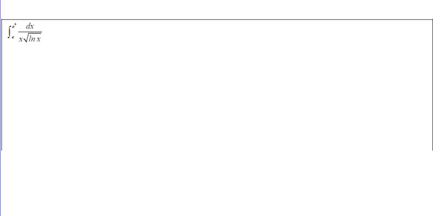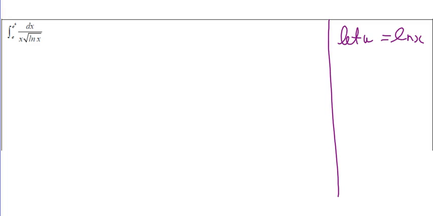All right. So, what's u going to be? This time we're going to go over here and do some work. So now we kind of know how we want to handle this. Let u equal ln x. Then what's du? 1 over x dx. Okay?